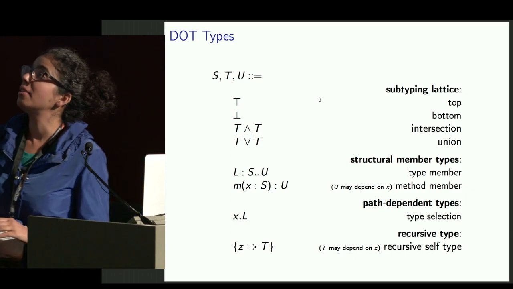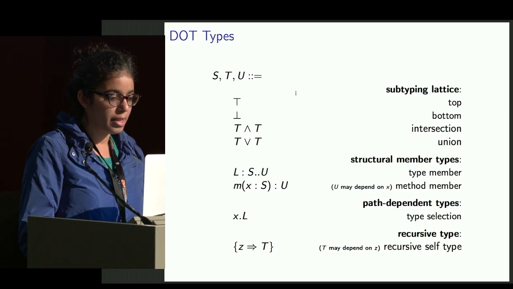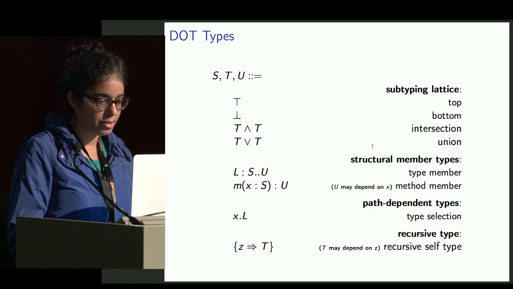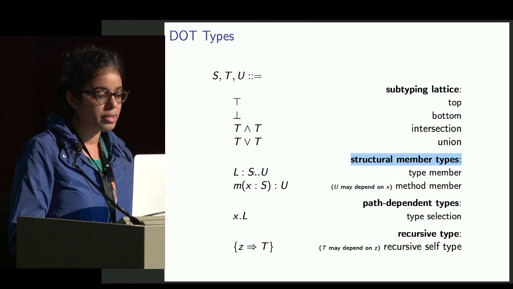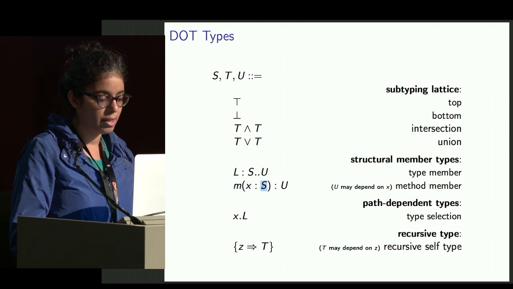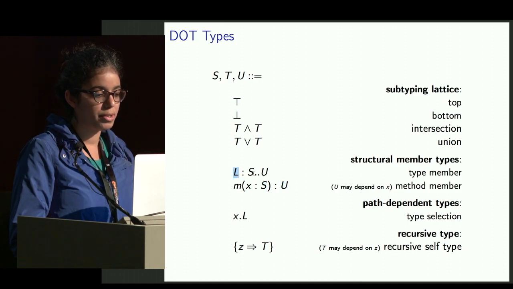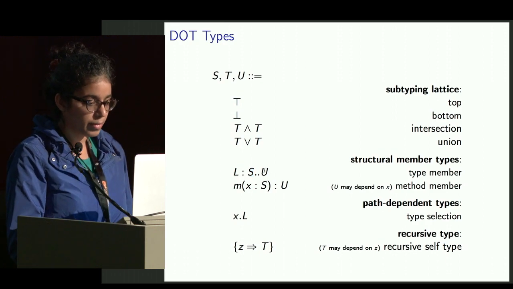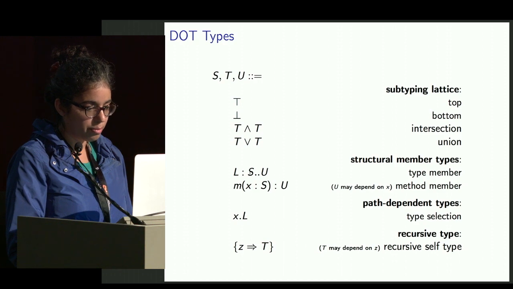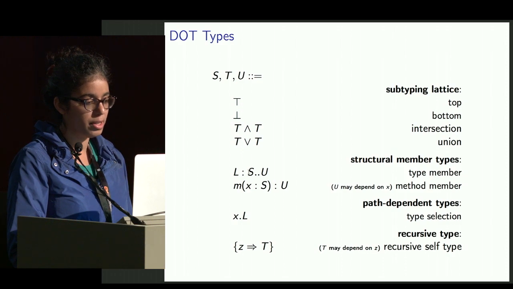And so just to give an idea of what we model, the first thing is that we have these structural member types. In this calculus, all we have are method members, like this, where you have a method M that takes a parameter X of type S and returns something of type U. And we have a type member, L, which is lower bounded by S and upper bounded by U. And these type members give rise to path-dependent types when they're eliminated. So if you have an object x that has a type member L, then you can write x.L.